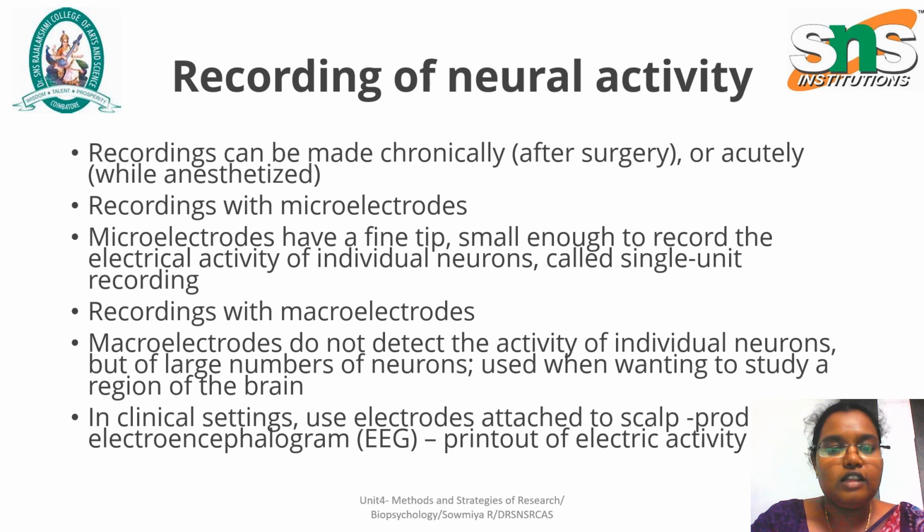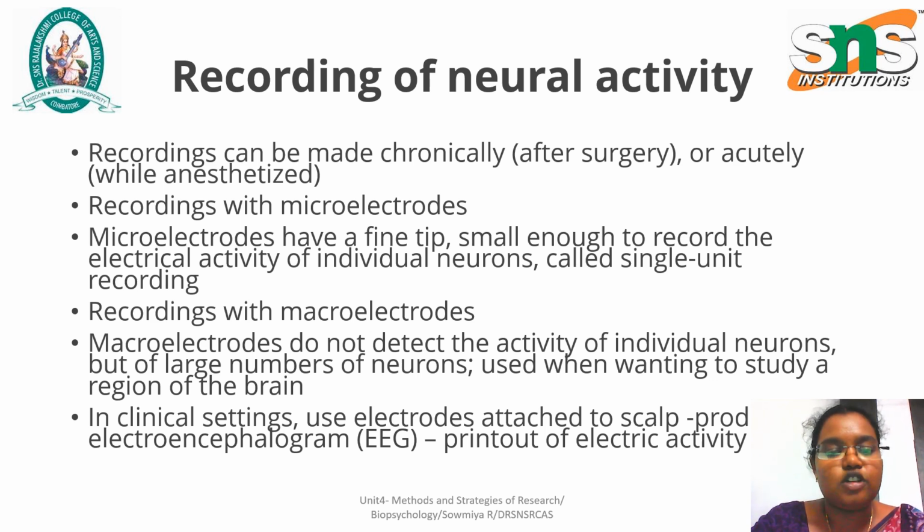Intracellular recordings. This technique involves inserting a microelectrode into a neuron to measure its membrane potential and action potentials. It provides the most detailed information about the electrical activity of individual neurons. Extracellular recordings. This technique involves placing an electrode outside of a neuron to measure the extracellular field potential, which is the sum of electrical activity of multiple neurons. Extracellular recordings can be used to study the activity of large populations of neurons.